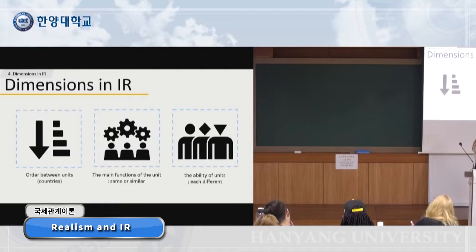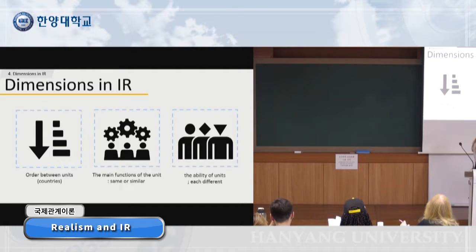There are three dimensions in the international structure. First is the order between units, in this case countries, which is anarchy. The second dimension is the function of the units, which is seeking survival, and this is the same for each state. And the third dimension is the ability of units, which means the distribution of power, and that is different for each, right? So the difference between the ability of each unit, the distribution of power, describes the characteristics of the international structure.